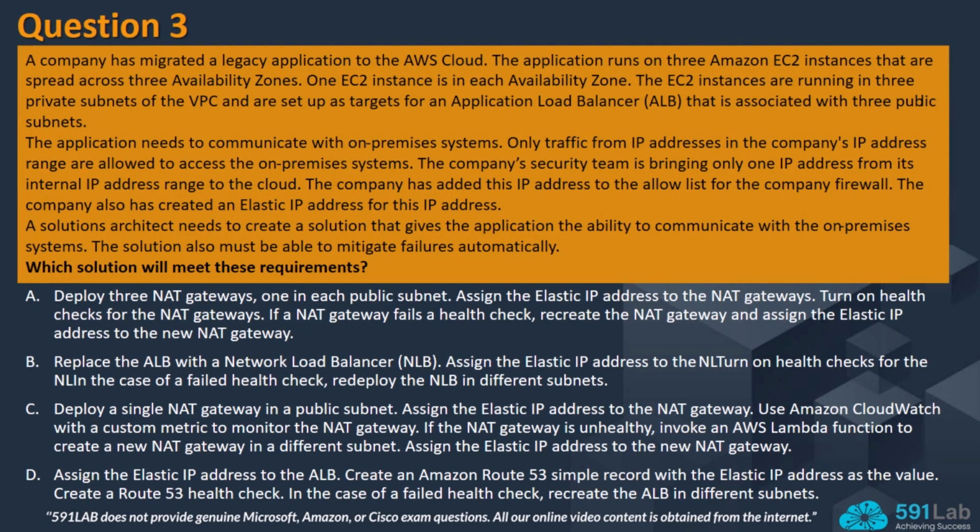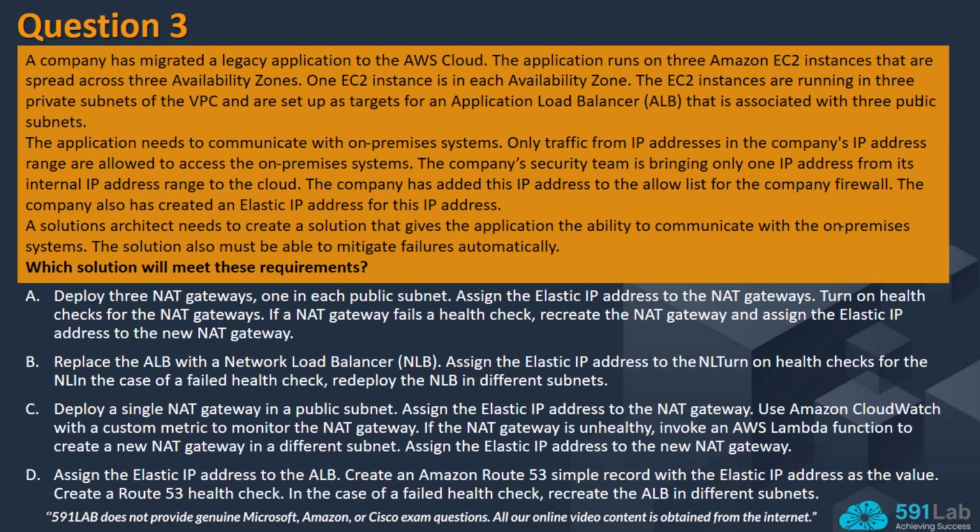Question number 3. A company has migrated a legacy application to the AWS cloud. The application runs on 3 Amazon EC2 instances that are spread across 3 availability zones. One EC2 instance is in each availability zone. The EC2 instances are running in 3 private subnets of the VPC and are set up as targets for an application load balancer that is associated with 3 public subnets.